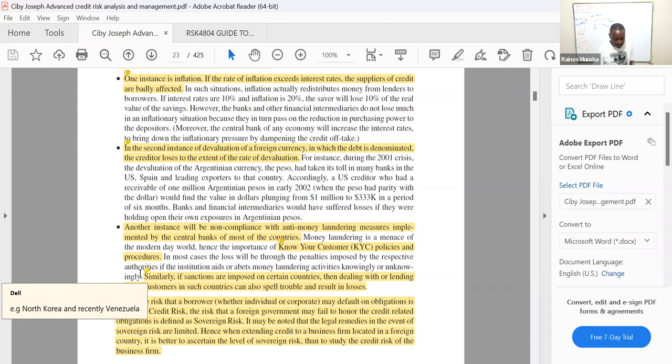So we also see the case of North Korea, and we also see the case of Venezuela, which were also hit with sanctions, as we've seen. And then we also see the case of Russia, that was also hit with sanctions, which basically means that, remember, Russia was also removed from the SWIFT system as well, which basically means that doing business with institutions within Russia is also made very difficult. And because of this, it basically means that the cost of doing business for the supplier of credit is going to be a bit more as well.